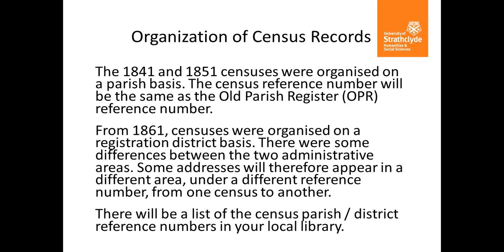As we'd stated earlier, the 1841 and 1851 censuses were mainly organised on a parish basis. So if you know that someone was married or had a baptism of a child in a particular parish, you would expect, if they were living there around that time, to find them in the same area in the census. From 1861 they were then organised on the new registration districts, and there are some slight differences between parish and registration districts, so sometimes you may have to look at adjacent places to find your family in the census. And there's quite a lot of information you can find on that, whether that's looking at online sources or even within your own local library.